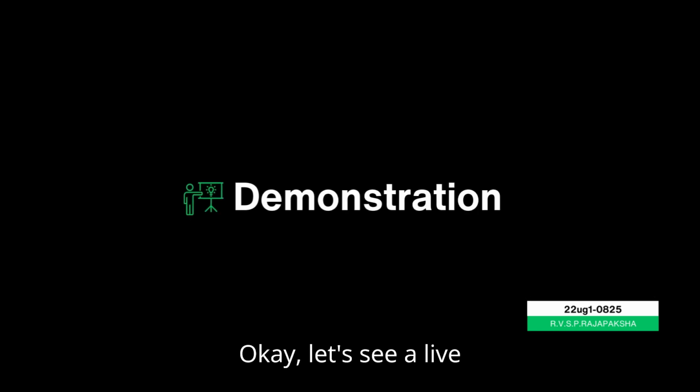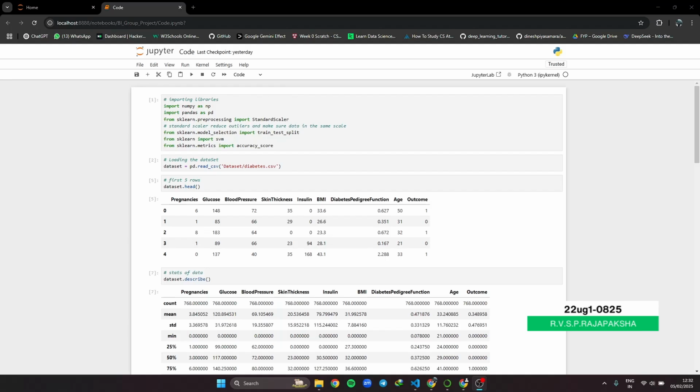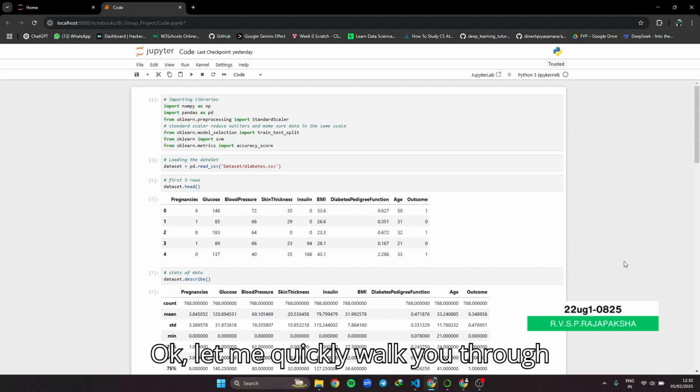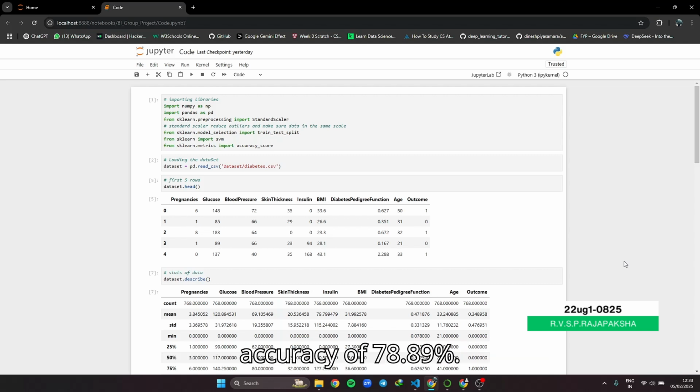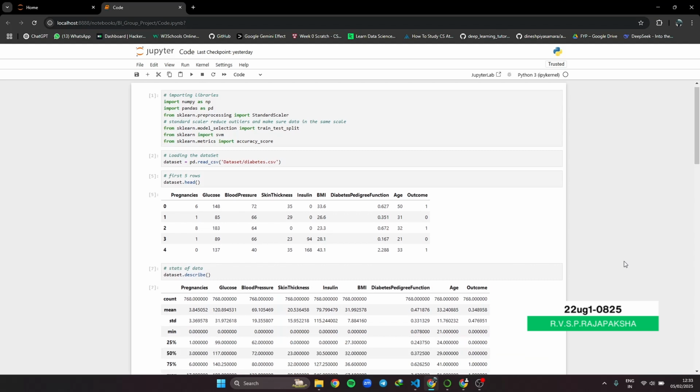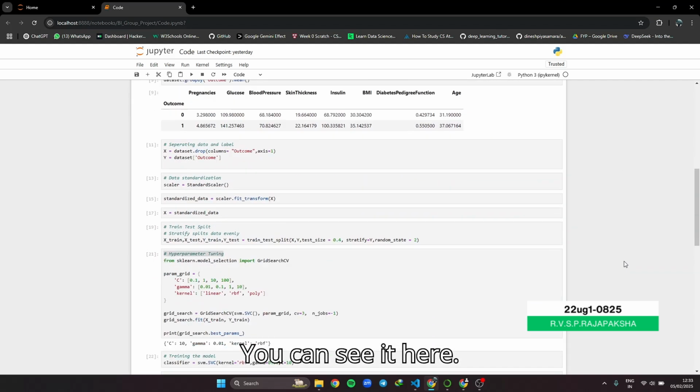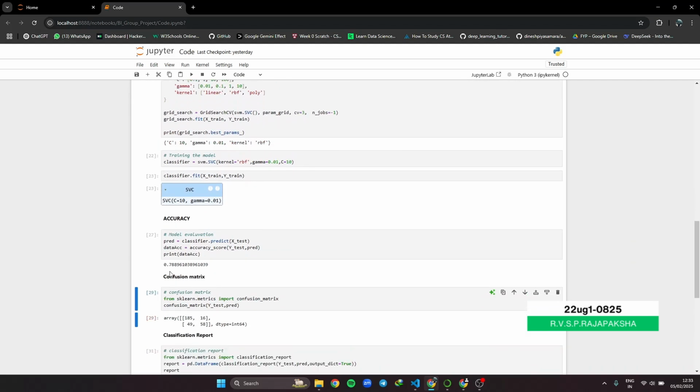Okay, let's see a live demonstration of our project. Okay, let me quickly walk you through how our machine learning model is performing. First, our model has an accuracy of 78.89%. You can see it here.